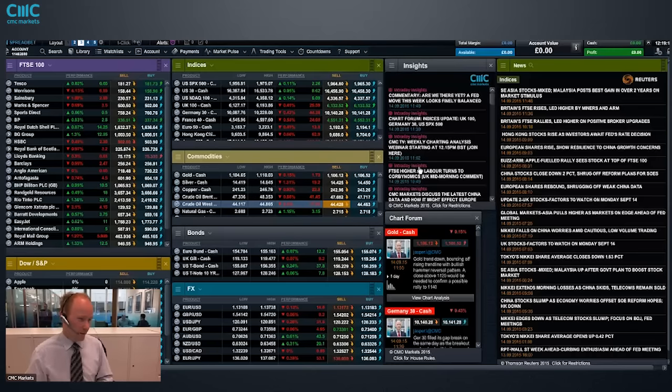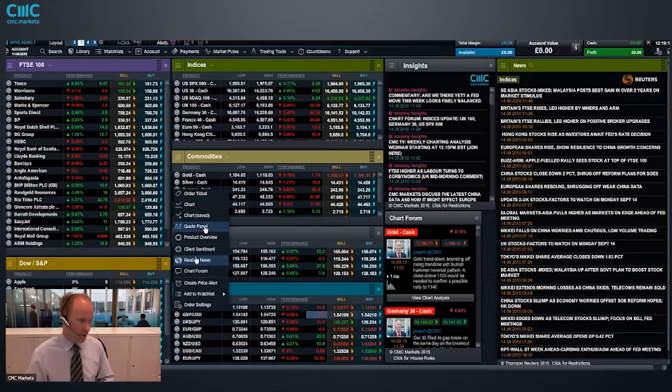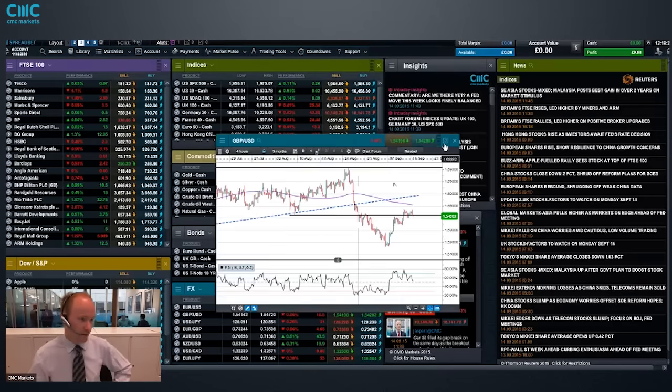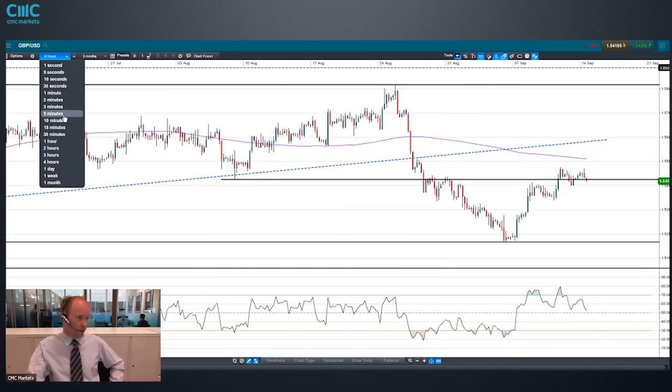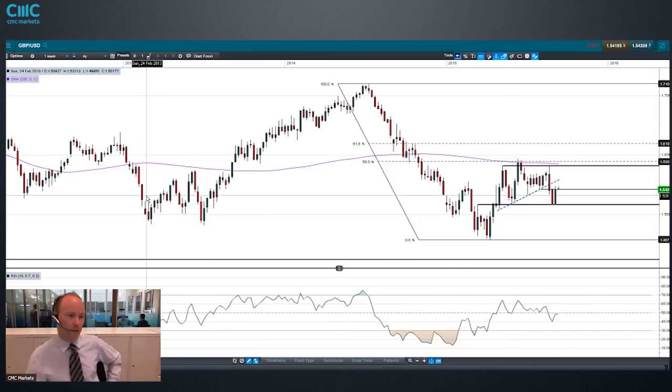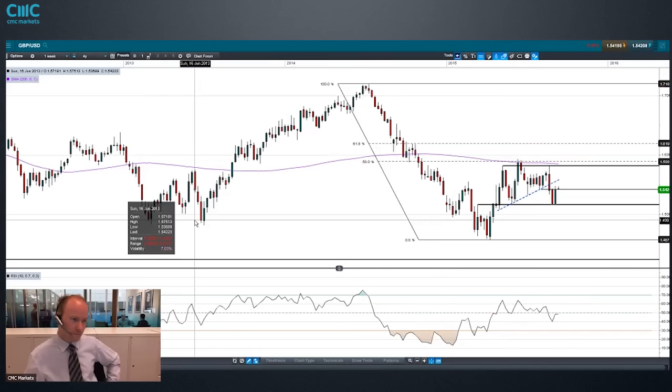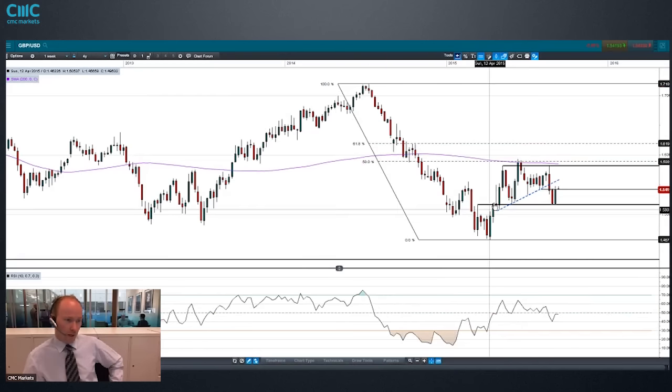So since we're talking about currencies, let's just dip straight into it. We've been talking about cable, so let's have a look at the British pound. Now, this is a short-term chart. Let's zoom things out a bit first, and get that weekly perspective. So we were in an uptrend.